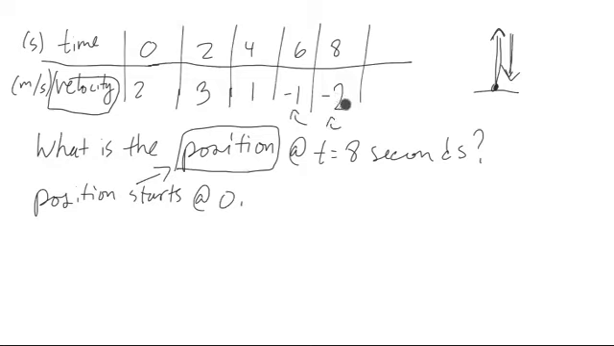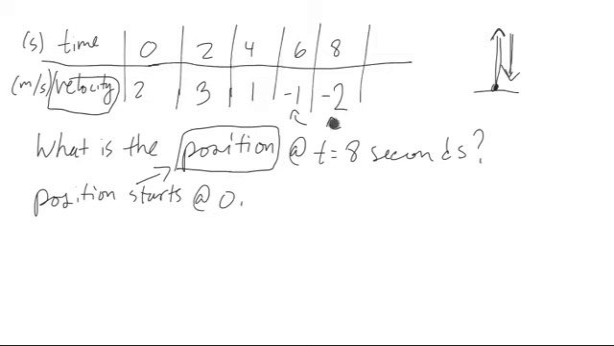So if this is a table of data that we have, maybe right at time 0, the object is going upward at 2 meters per second. Then at 2 seconds, it's going upward still at 3 meters per second. At 4 seconds, it's only going upwards at 1 meter per second. At 6 seconds, it's going downward at -1, so 1 meter per second downward, and then 2 meters per second downward at 8. So the question is, what is the approximate position at 8 seconds based upon the data on the table?